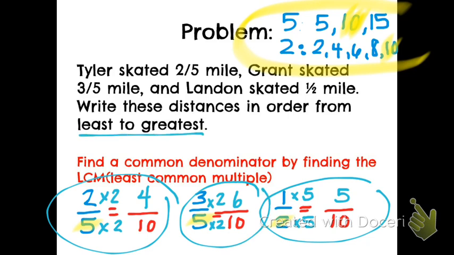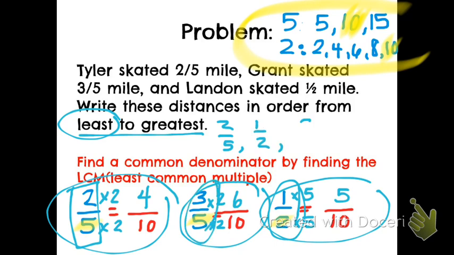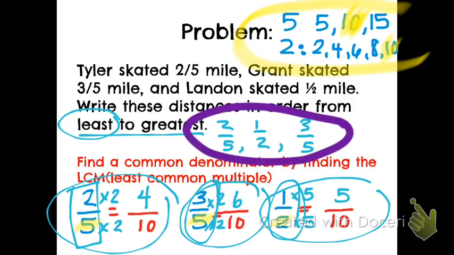It says to write them in order from least to greatest. What can be tricky is when you go back to write them in order, you need to write whatever the original fraction was. So from least to greatest, 2/5 would be first. Then I'd have 1/2, and then I have 3/5. So this is me writing out my answer in order from least to greatest. Notice that I figured out the equivalent fractions with the same denominator, then I compared them, but when I wrote my final answer, I rewrote them as the original fractions from the problem.